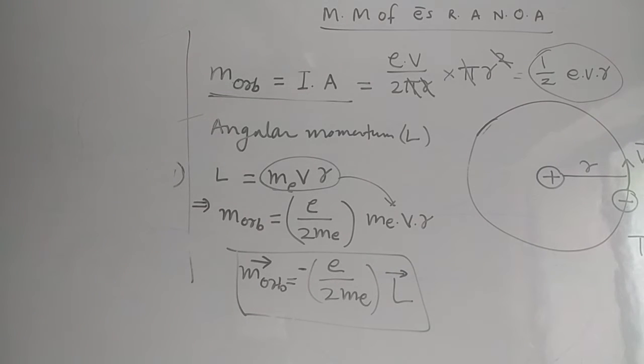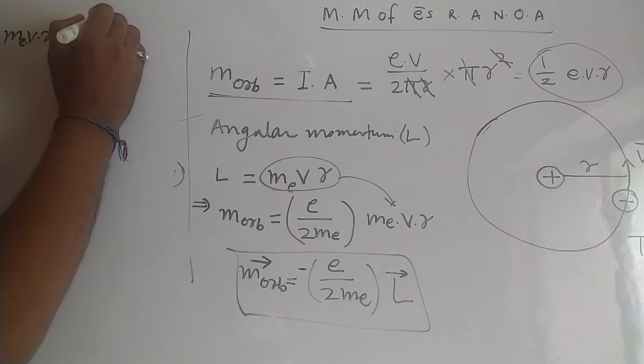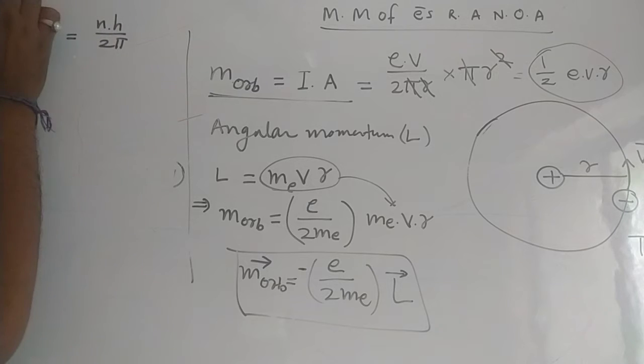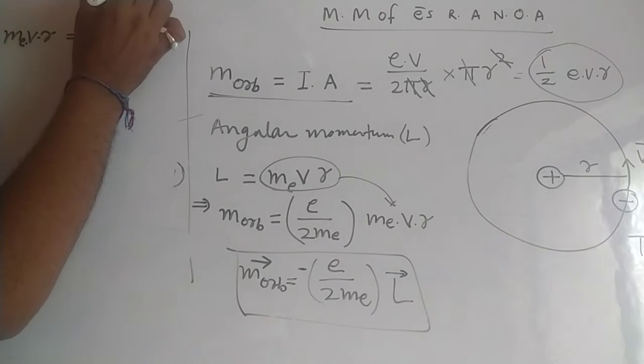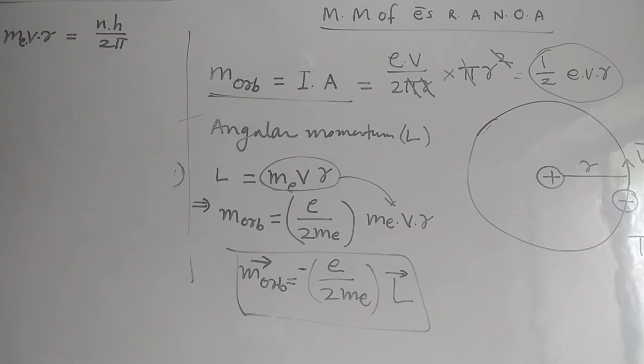Bohr's second postulate says that the angular momentum of the revolving electron, that is m into v into r, here it is electron, so me into v into r, must be equal to n times h divided by 2 pi, and that is Bohr's second postulate. Postulate means condition. So according to Bohr's second postulate, angular momentum must be n times h divided by 2 pi.